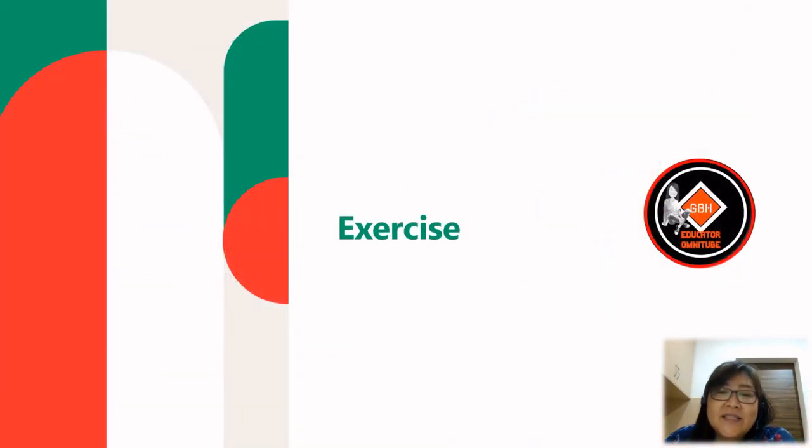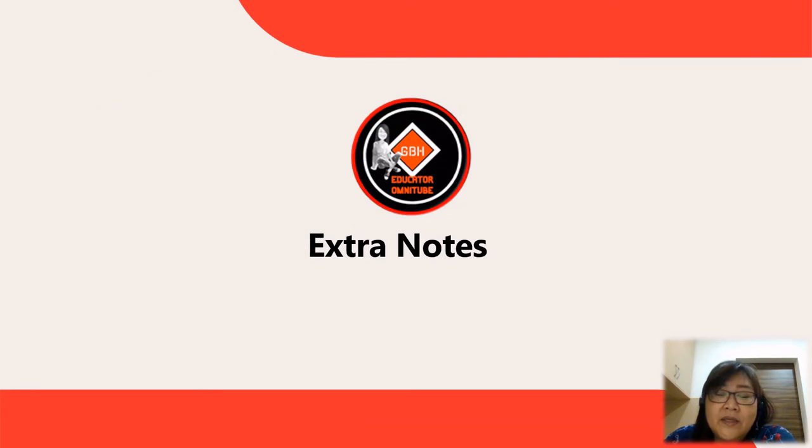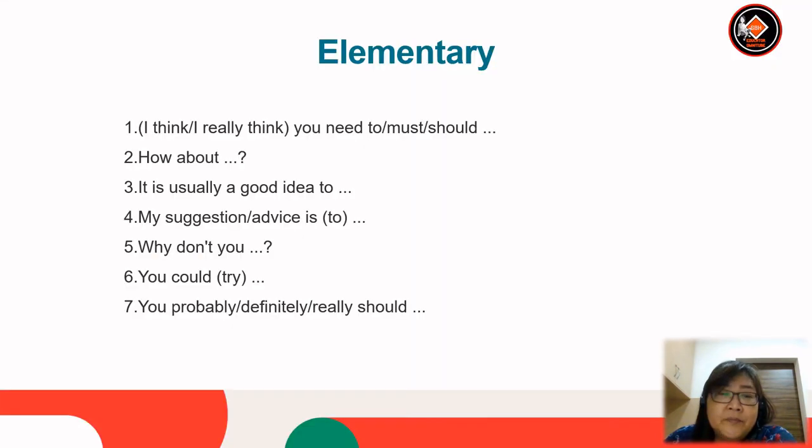It's now exercise time. Now you can try to write sentences on how to give advice. Example: if I were you, I would try to spend money wisely, as starting a university life requires a lot of expenses. So try to write. Here are extra notes for you.